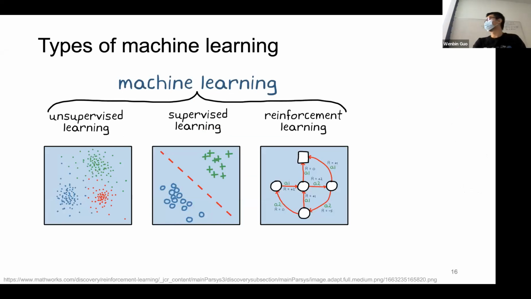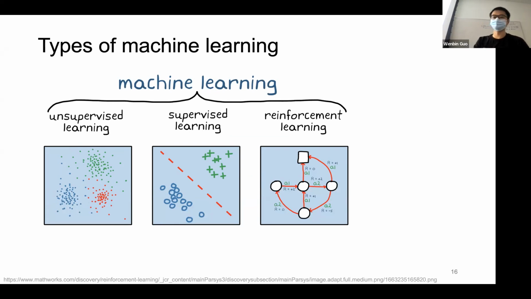So when we talk about machine learning, we only refer to not very general things. We want to be as specific as possible. And machine learning can actually be classified into these three types. One is unsupervised learning, as I said, when the label is not available. For example, when we do clustering or dimension reduction like PCA, we don't know the label.